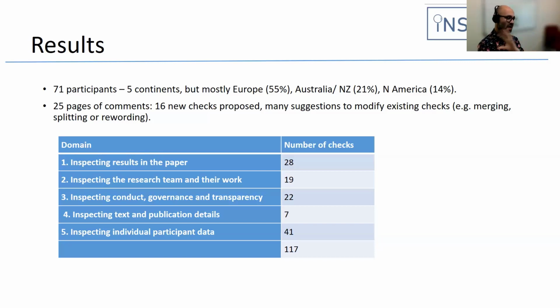We got 25 pages of comments on our list, 16 new checks were proposed, and lots of suggestions to make modifications to existing items, okay? So merging existing items, splitting them, or just rewording them for clarity. And as a result, after carrying out that exercise, we ended up with 117 checks to consider, to take forward across our 5 domains. So quite a lot to consider.